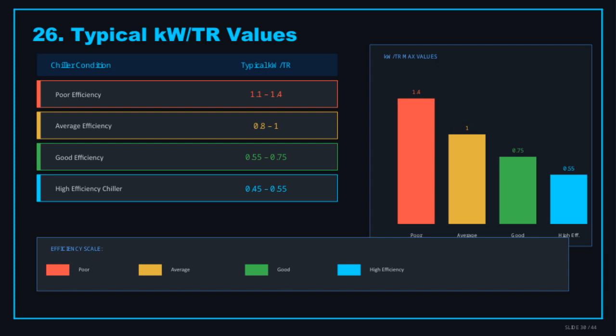Let's talk about efficiency, how well a chiller uses energy to do its job. We measure this in kilowatts per ton of refrigeration, or kW per TR. Lower numbers mean better efficiency. A high-efficiency chiller runs between 0.45 and 0.55 kW per TR. Good efficiency sits just above that, up to 0.75. Average chillers hover around 0.8 to 1, and anything above 1.1 is considered poor. Understanding these numbers helps us choose and maintain equipment that saves energy and cuts costs.